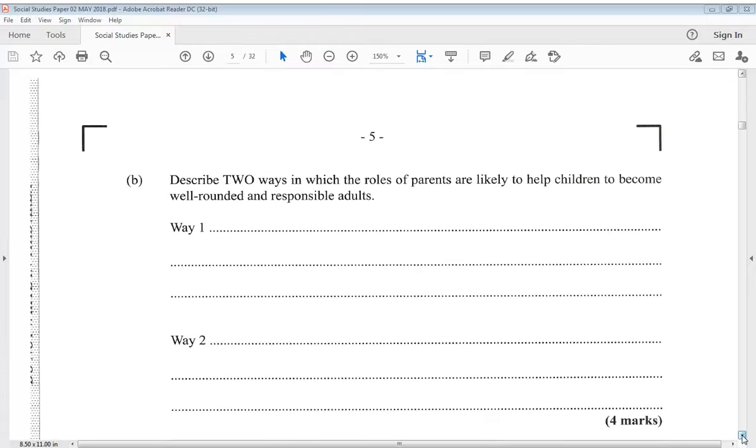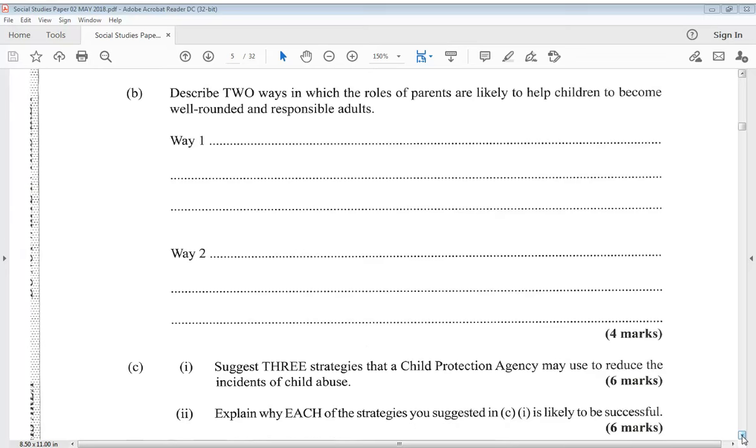Another way that parents can help their children to become well-rounded adults is that they can assign different roles and responsibilities within the family for their children, by deciding specifically what role each member of the family, in this case we're talking about children, can play in carrying out different tasks or duties within the family.